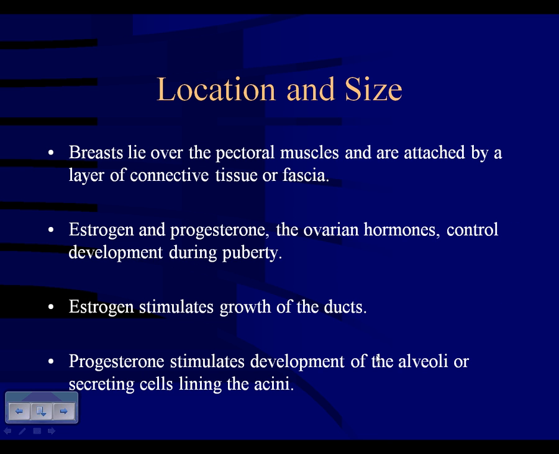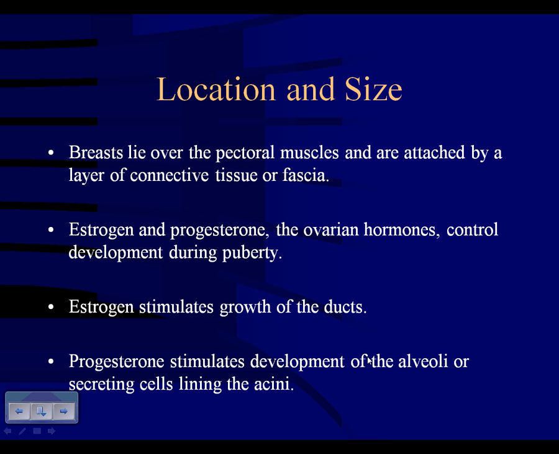All right, location and size. Breasts lie over the pectoralis muscle on the anterior chest wall and are attached by a layer of connective tissue or fascia. So basically what separates the breast tissue from the lung of the thoracic cavity is a layer of fascia, a layer of muscle, and then the ribs, okay? And then basically you're into the chest cavity.